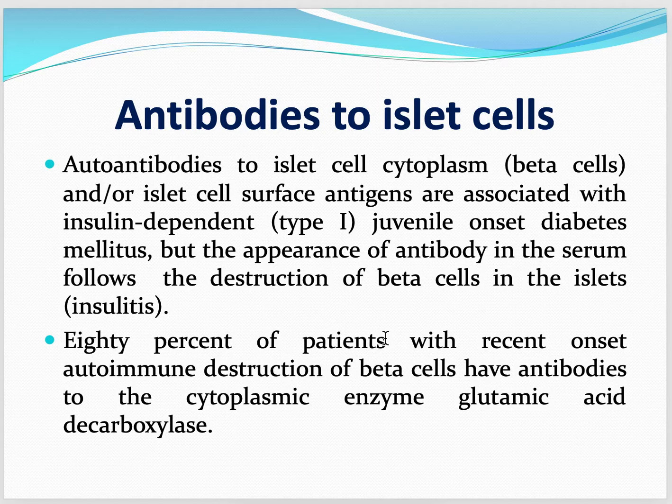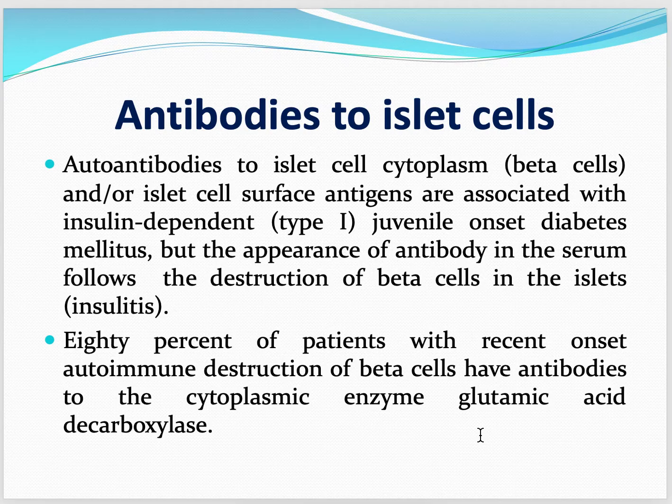And 80% of patients with recent onset autoimmune destruction of beta cells have antibodies to the cytoplasmic enzyme glutamic acid decarboxylase. These autoantibodies will destroy the islet cells, but they can be generated against different parts of the islet cell. Islet cells are made of many different kinds of proteins, so autoantibodies can be induced against those different parts of the islet cells.